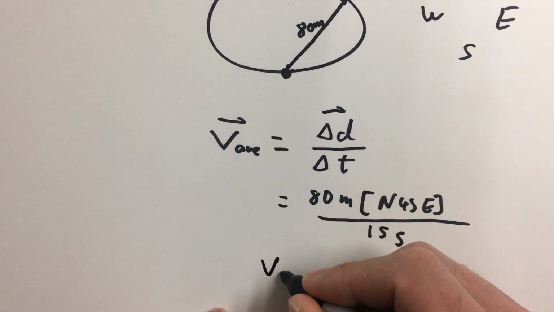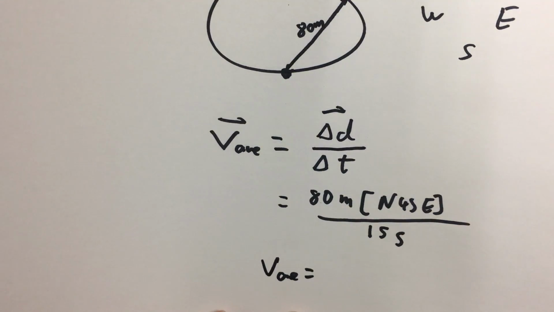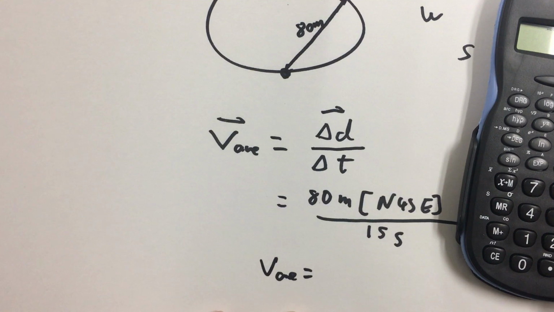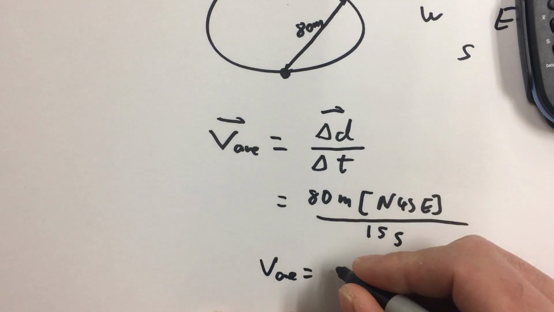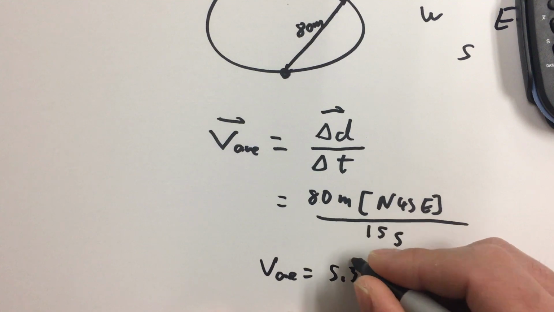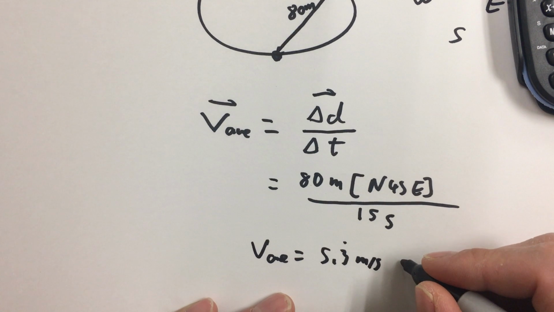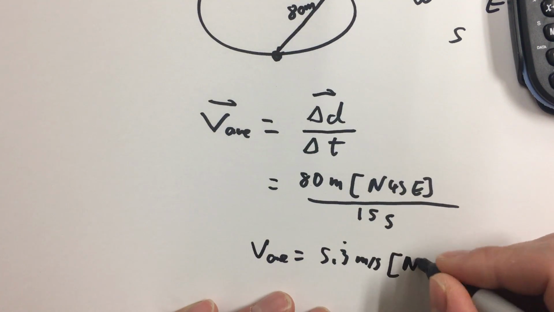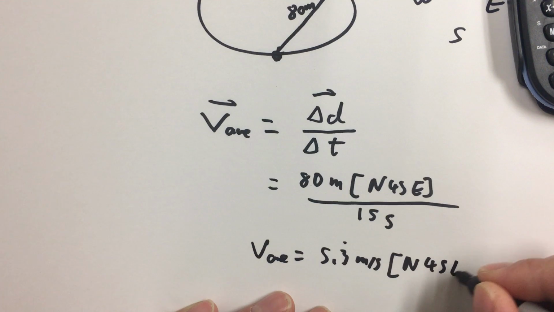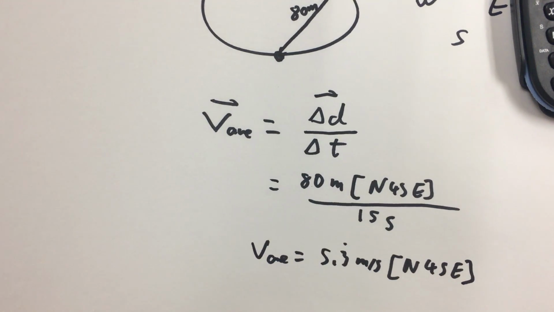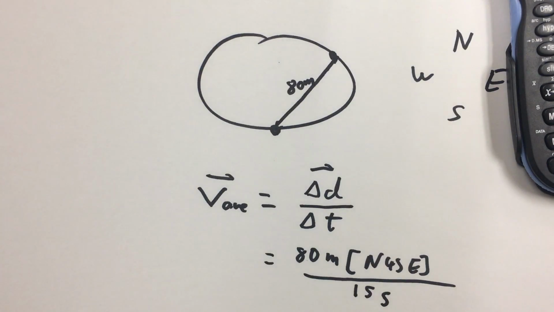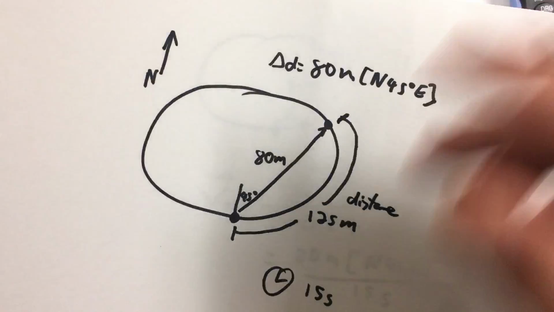So our average velocity was 80 divided by 15. Our average velocity is 5.3 repeating meters per second, north 45 degrees east. So what does that mean? It means this.